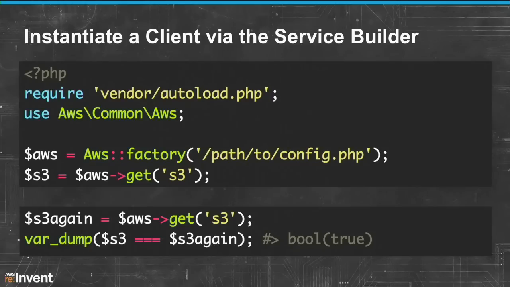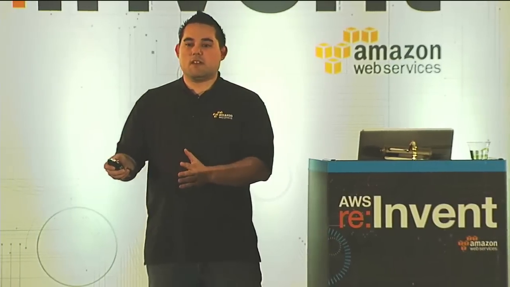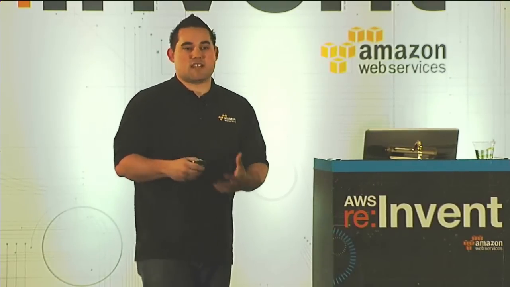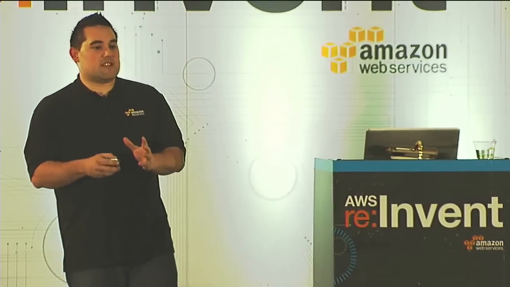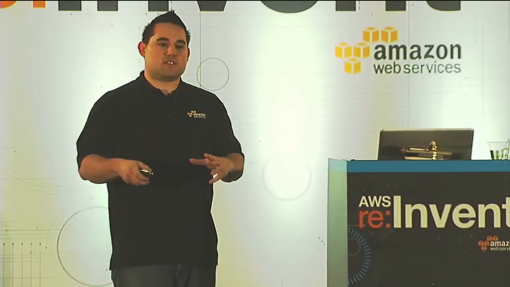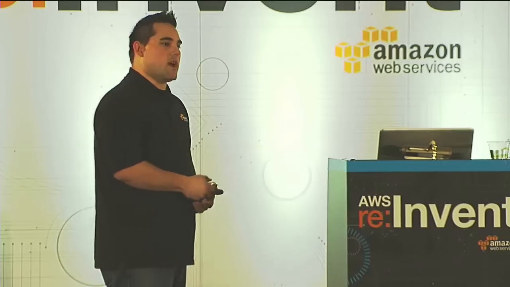The reason that's a good idea is because if you reuse the same client object, it also reuses the same connection to the service. So if you're making multiple requests to the same service, you're going to want to reuse that same client object because that will help reduce the latency of doing all the requests overall.